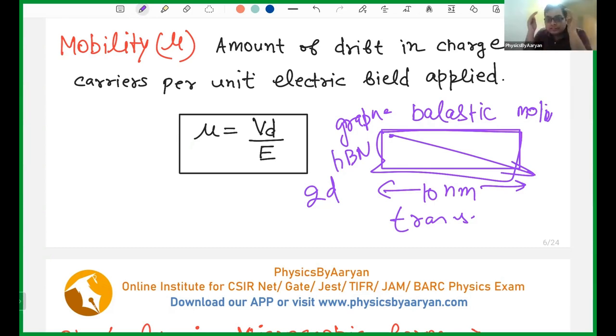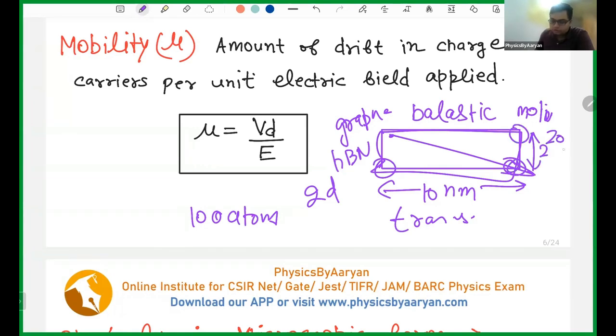Now you have to imagine this. I gave you one sheet, just one sheet, of the size of 10 nanometers. What is 10 nanometers? Just 100 atoms. From here to here, you only have 100 atoms. And this is even less than that, just 2 nanometers. From here to here, you have only 20 atoms.